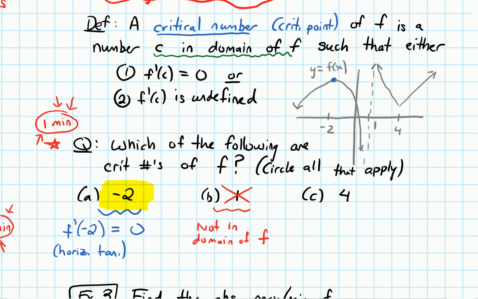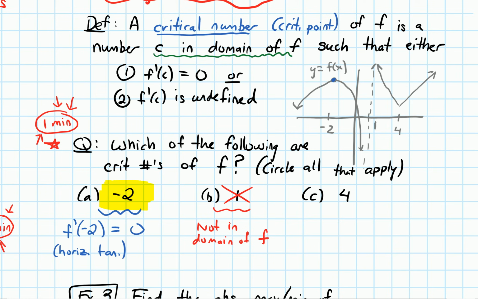So it'd be really tempting to say, wait, the second condition holds: f prime of c is undefined. But that's ignoring the fact that the definition says that c needs to be in the domain in the first place for it to even be possible to be a critical number, to even possibly be a critical point. If there's no point there, it can't be a critical point.